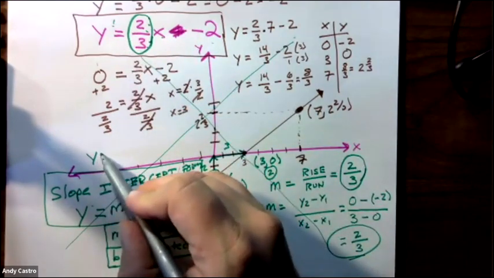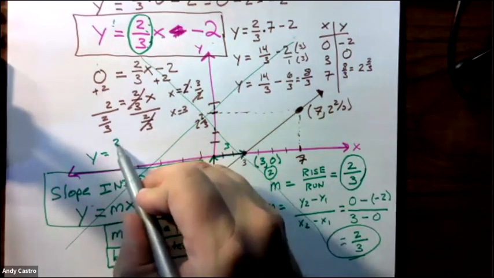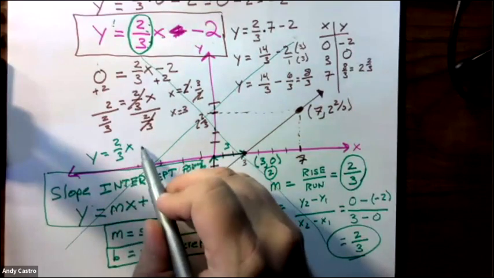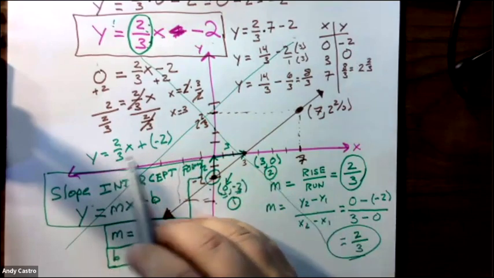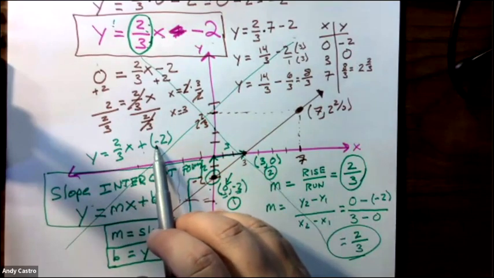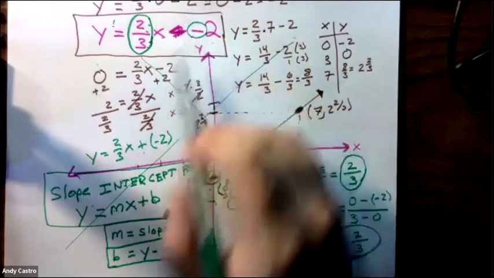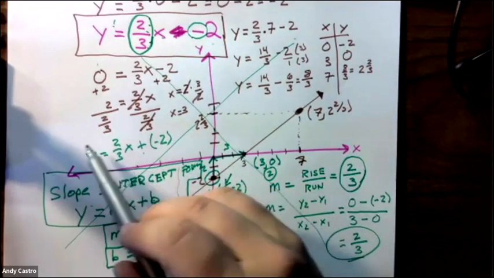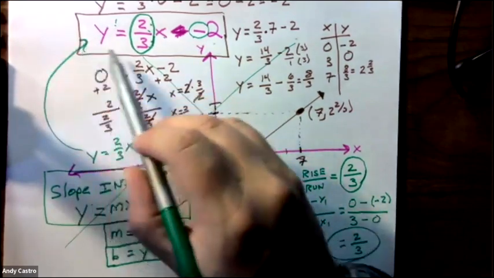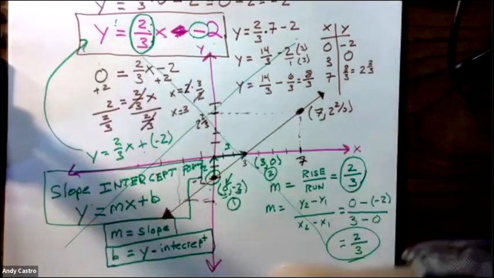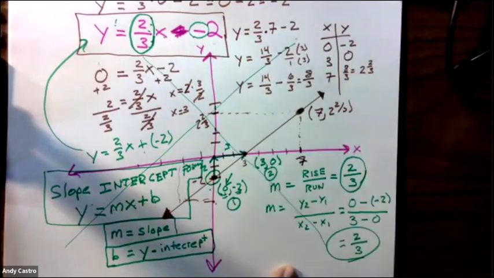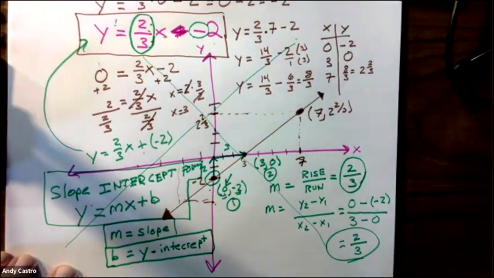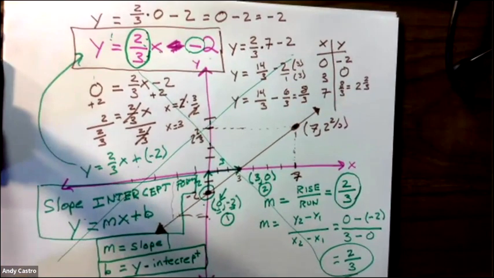So y is equal to, I calculated my slope, 2/3 times x plus my b, which is -2. And x plus a negative is the same thing as just subtraction. So you can see that this equation that we started with is the slope-intercept form. Okay? Any questions on that? That was a lot of information, especially on one page.